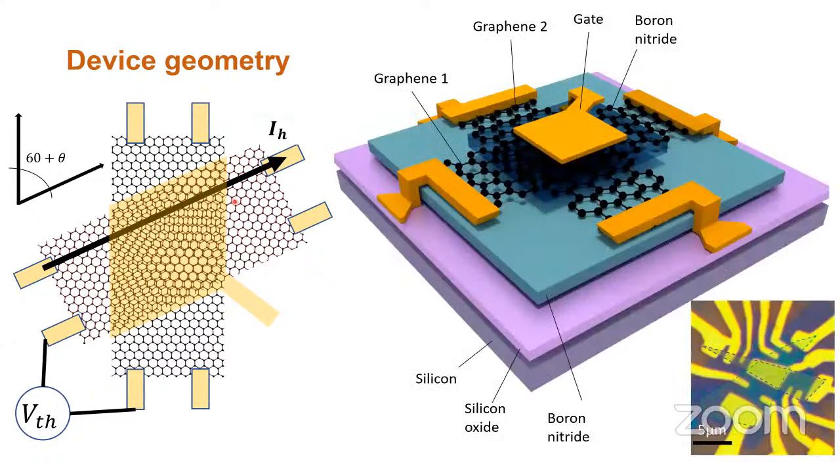This is how a typical device looks like, and this is usually covered from both sides by boron nitride, because boron nitride gives you an extremely clean and lattice matched environment to graphene. As a result, it's usually a very high mobility system and clean system that we can measure.